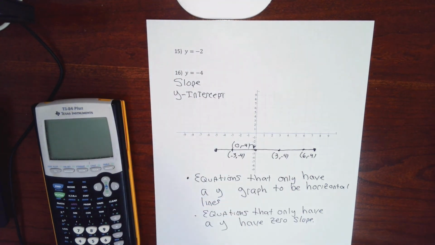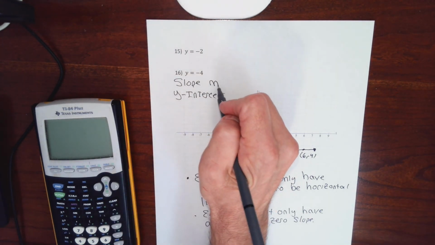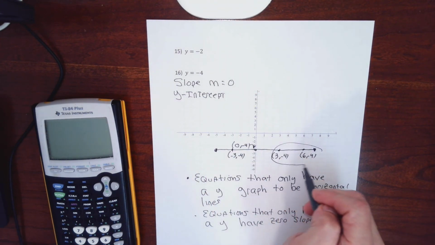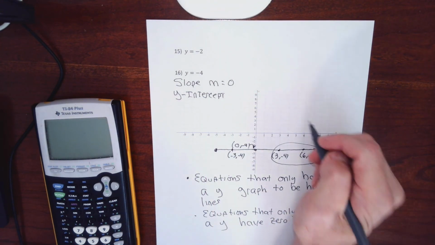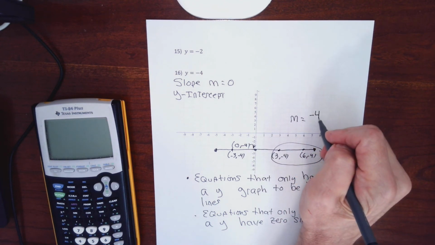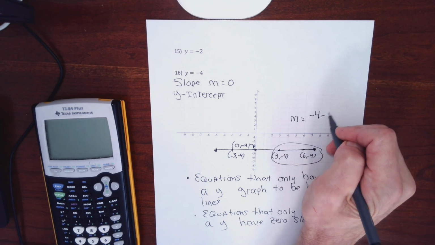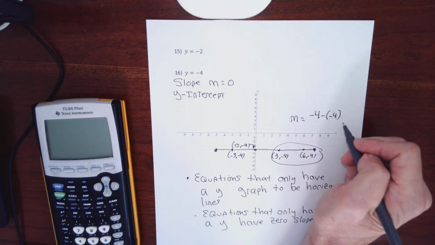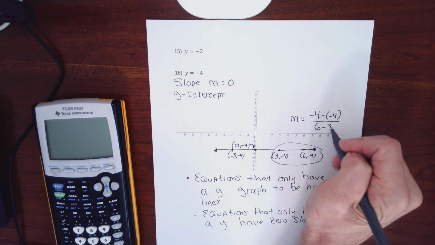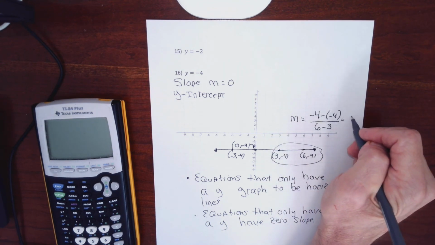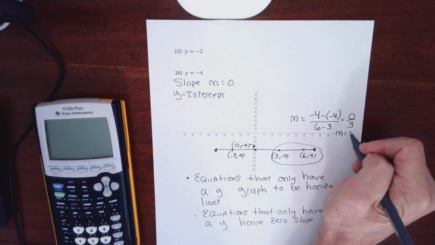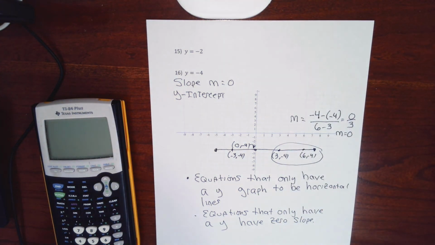If I didn't remember that the slope of all horizontal lines is 0, I could find the slope. I could take any 2 points on the line and do the fraction: y coordinate of whatever point I call the second point minus y coordinate of whatever point I call the first point, divided by x coordinate of the second point minus x coordinate of the first point, and do the math. I'm saving some time here, and you'd get 0.